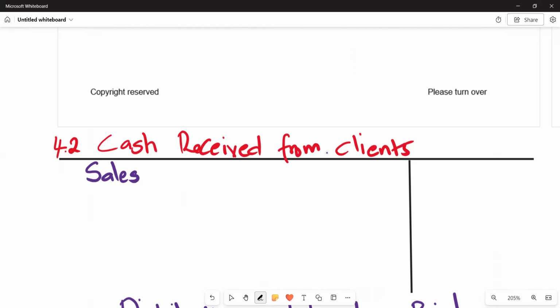So in this case, in the calculation of cash received from clients, we are going to start with sales as a positive figure, and then we check the movement in debtors, whether it's an increase or decrease in debtors.